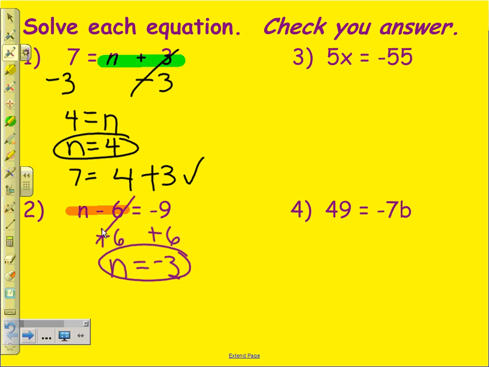Then as far as checking purposes are concerned, I also want to remind you to make sure equal signs are lined up. Then we would have negative 3 minus 6 is equal to negative 9.